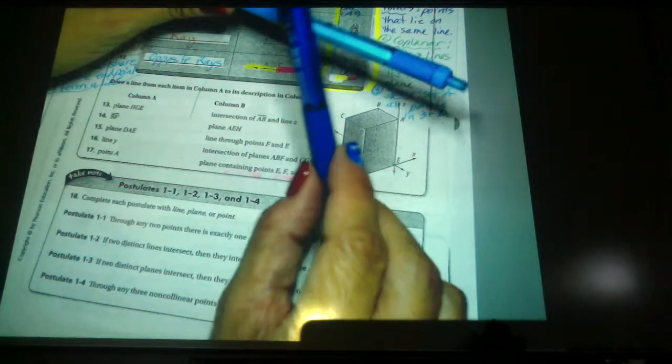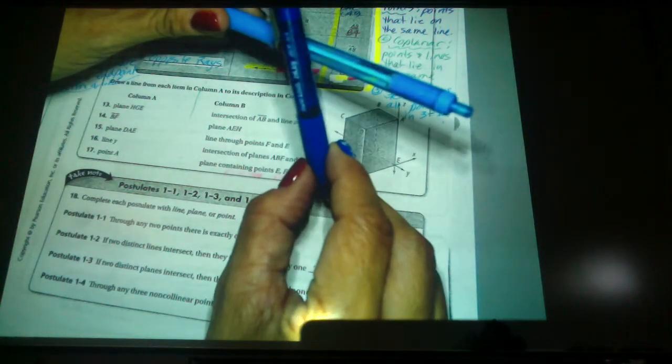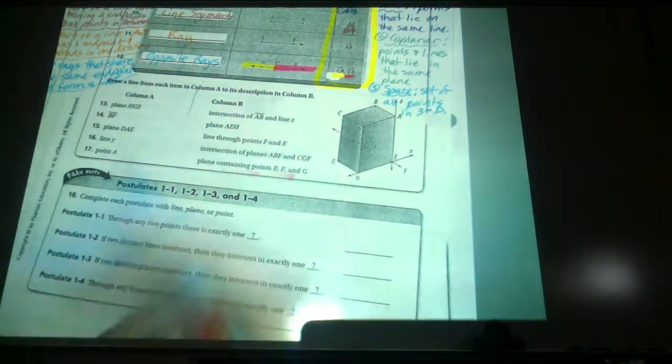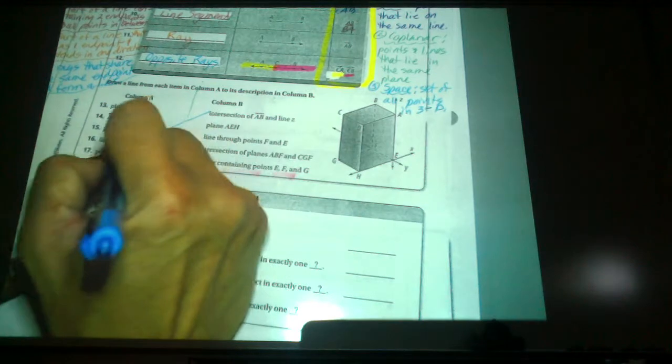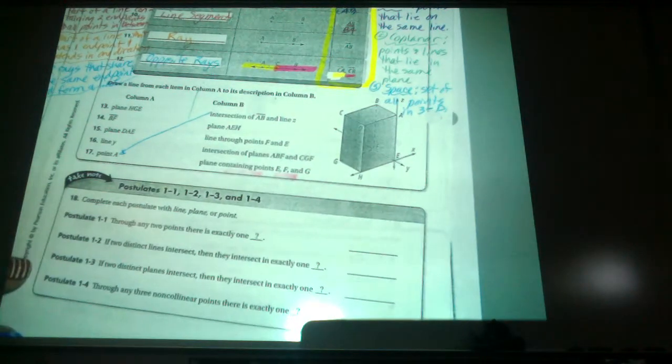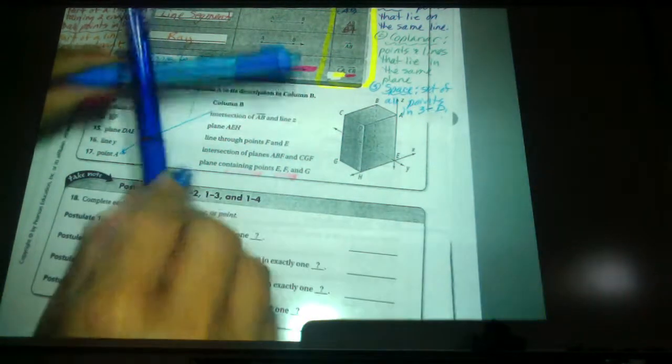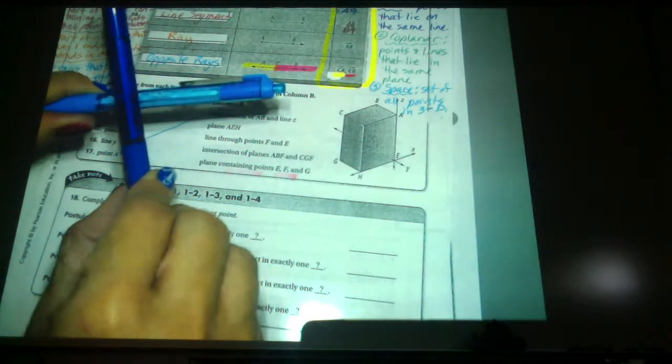Two lines intersect at a point, don't they? And isn't that point A? So your intersection of segment AB and line Z is a point A. That's one of the things that you're going to learn, and that becomes a postulate: when two lines intersect, that intersection is a point.